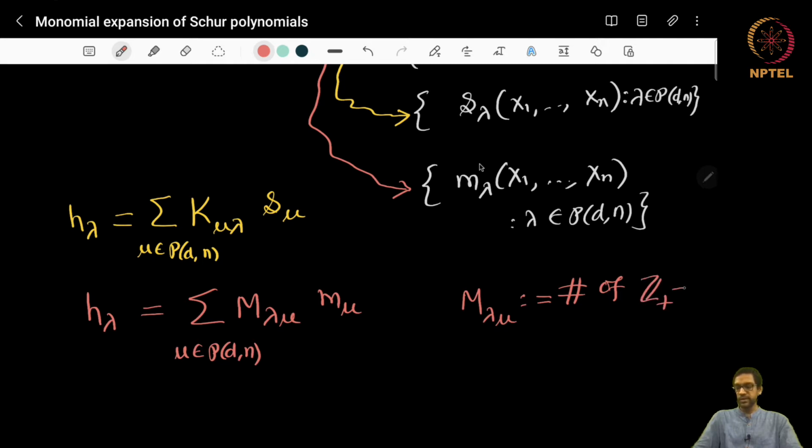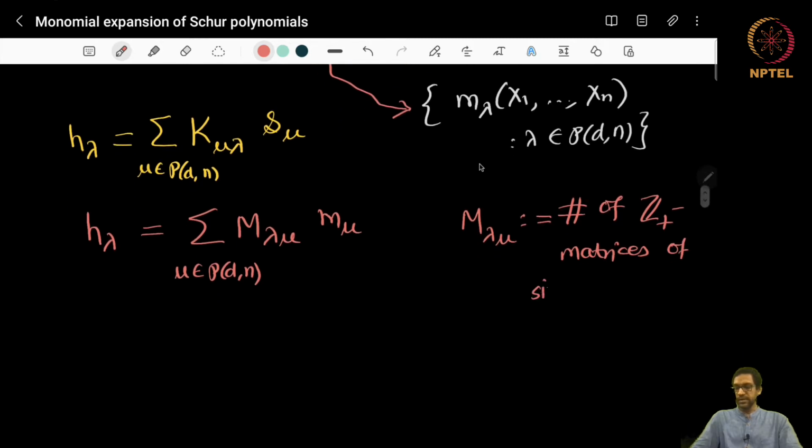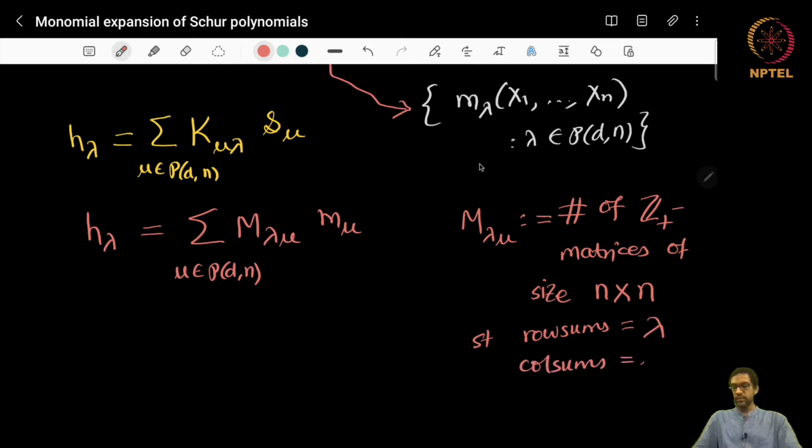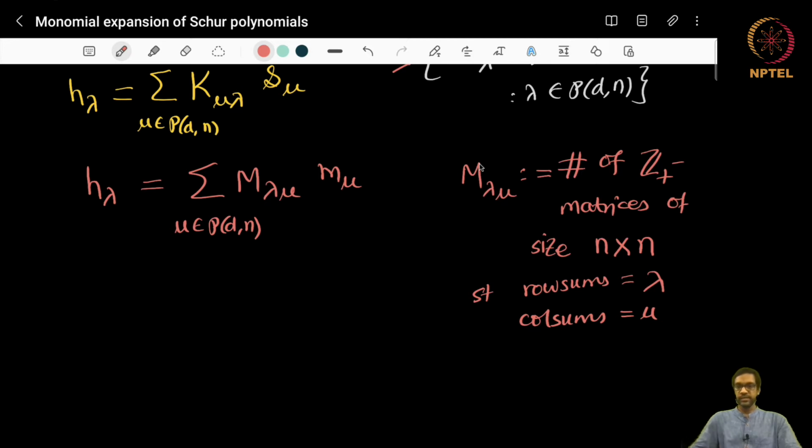let me call it Z plus matrices, of size length of lambda cross length of mu, but actually I can just assume the size is n cross n if you wish, because I've assumed throughout that all the lambdas and mus here have at most n non-zero parts. So I can enlarge my matrix size. I take size n cross n such that the row sums are given by lambda and the column sums are given by the vector mu. So the first row sum is lambda 1, the second row sum is lambda 2, the first column sum is mu 1, the second column sum is mu 2, etc. So this was the number M lambda mu.